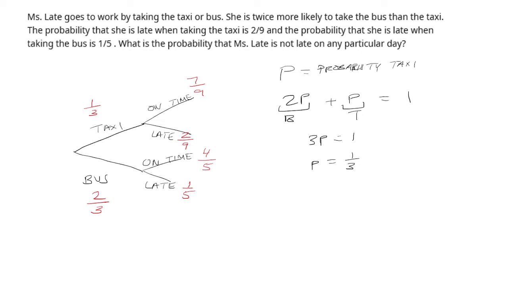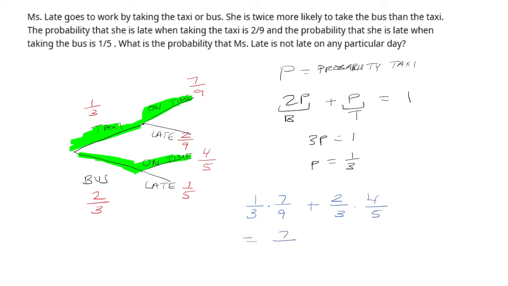So if we're looking at the probability of her not being late, well, there's two things you have to take into account. She could take the taxi and be on time, or she could take the bus and be on time. So we have to consider both of these cases. So if she takes a taxi, the probability is 1/3, and being on time is 7 over 9. Plus, now let's take the probability of taking the bus and then being on time. Here we get 7 over 27 plus 8 out of 15.